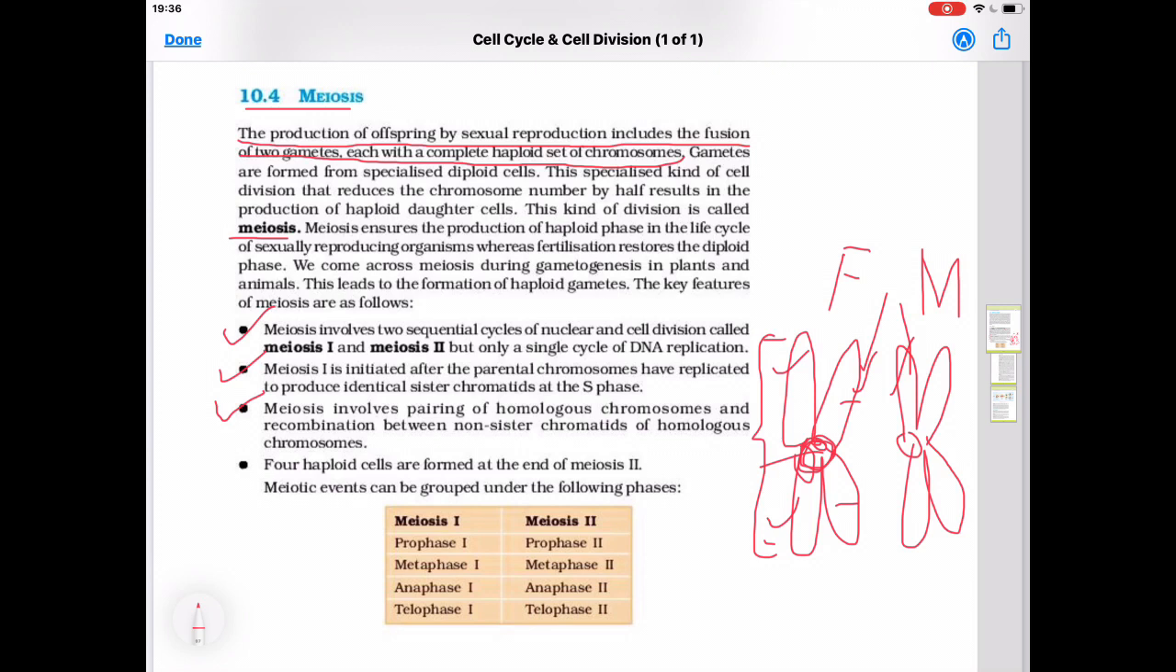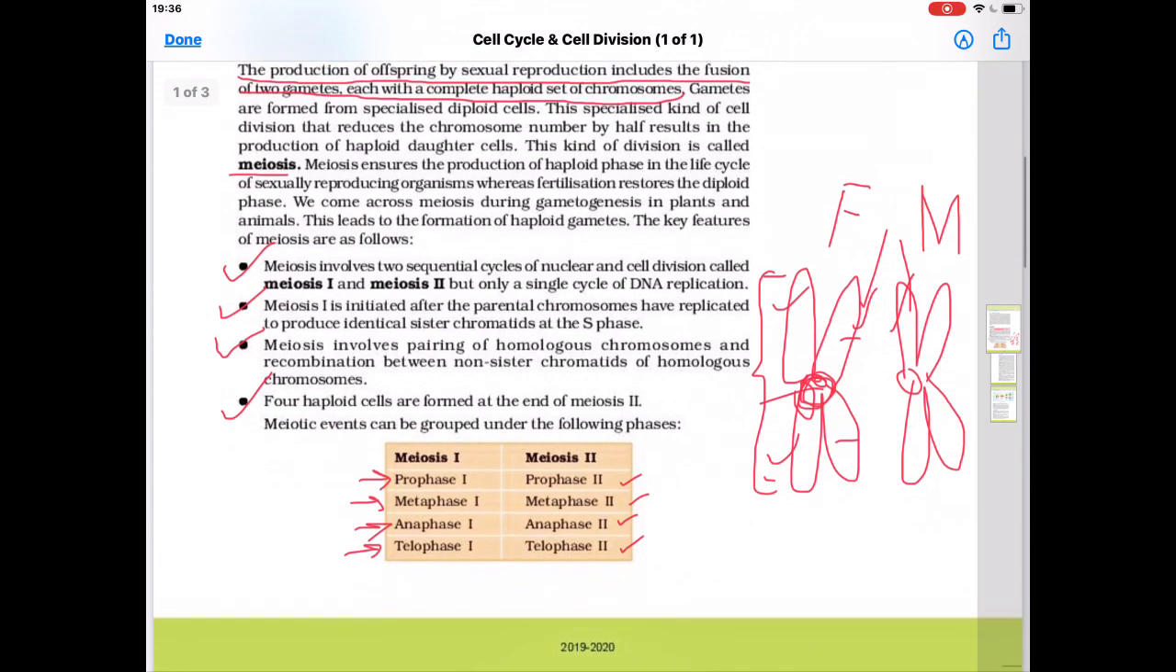Four haploid cells are formed at the end of meiosis 2. In mitosis, two cells are formed, but in meiosis, four cells are formed after meiosis 2. Meiotic events can be grouped under the following phases: Prophase 1, Metaphase 1, Anaphase 1, Telophase 1. Similarly, Prophase 2, Metaphase 2, Anaphase 2 and Telophase 2. So first, meiosis 1.